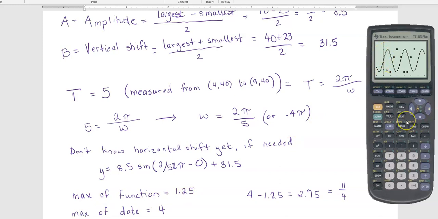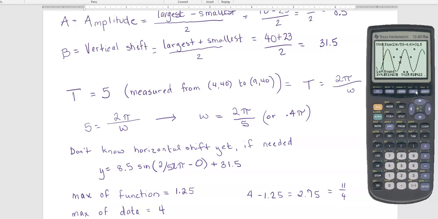If you don't know how to find a maximum, there's actually a really slick way of doing that. You're going to go second and trace. That says calc right above it. And here you can scroll down to minimum or maximum.